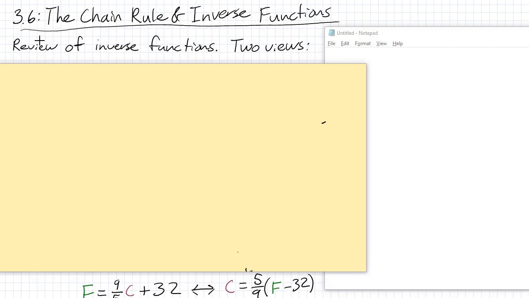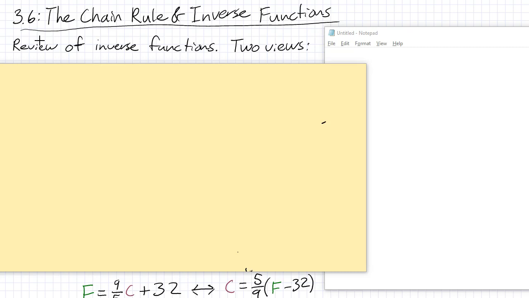Hello, and welcome to section 3.6, which is about inverse functions, how to get derivatives of inverse functions, and we're going to do it using the chain rule. It's a kind of a weird section. It can get really tricky. So let's buckle in.